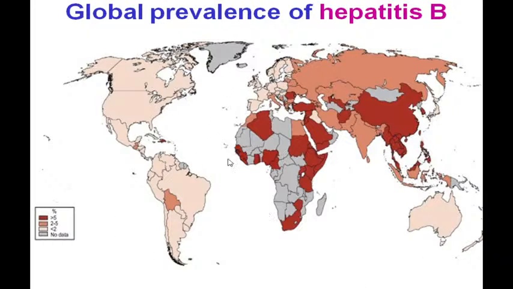If we take a look at the global prevalence, where we live here in the world, we have between 2 to 5% of hepatitis B infected individuals. That, by the way, is very high. But then we may have it even extremely high, when more than 5% of the population is infected.